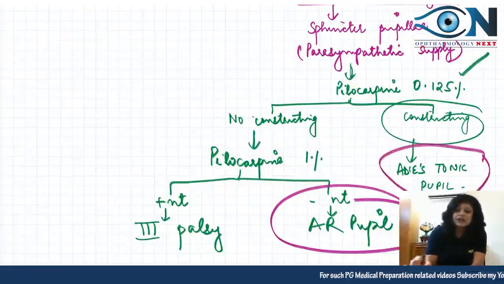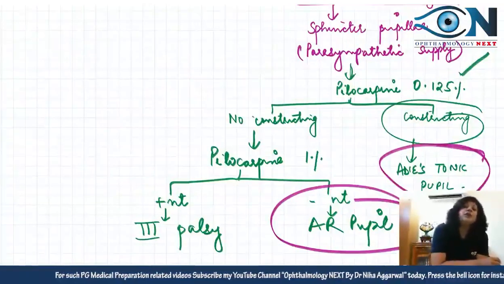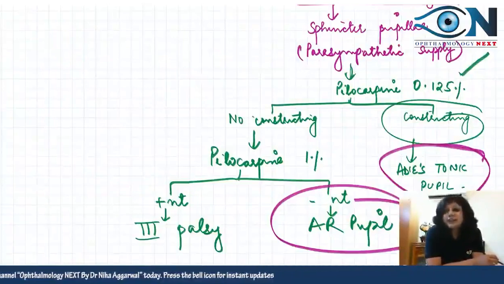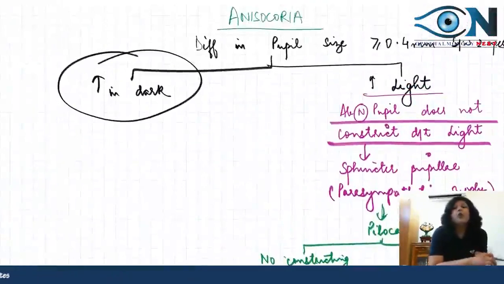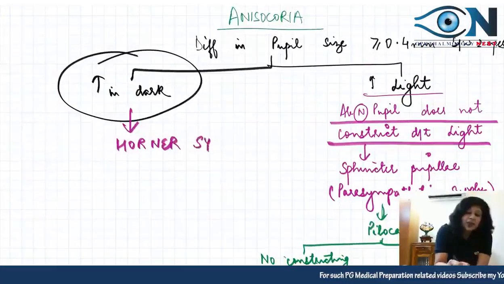You also have this Adie's tonic pupil that will show the constriction with 0.1 to 0.5%, again anisocoria increasing in the lighted condition. Now come to the dark. So only anisocoria that actually increases in the dark is actually the Horner syndrome. Now I will tell you why this is occurring.